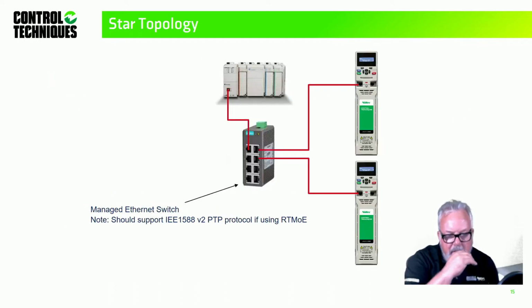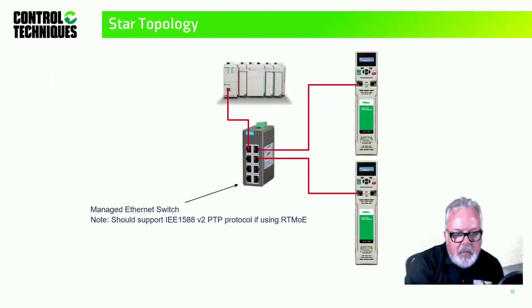So here's an example of a star topology. Very classic. I've got a PLC, I've got a switch, then I've got two drives. All three devices have a direct path back to the switch.